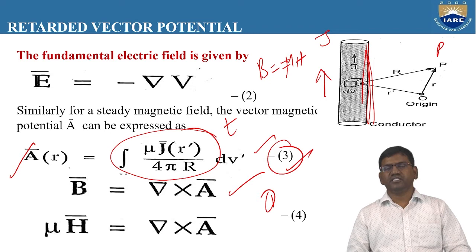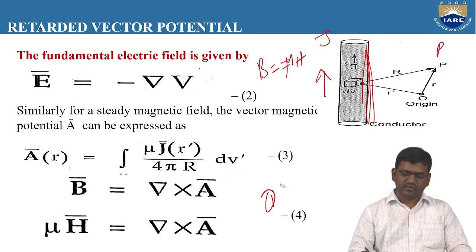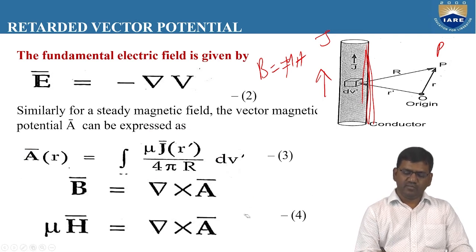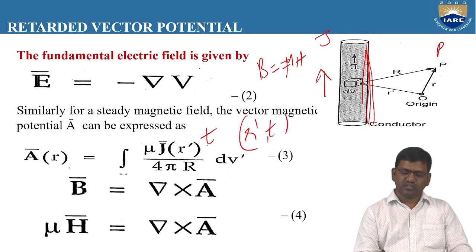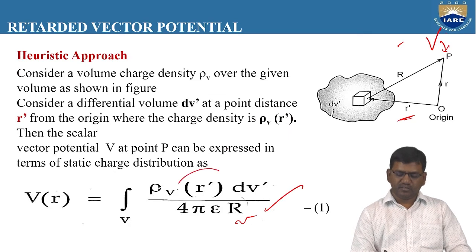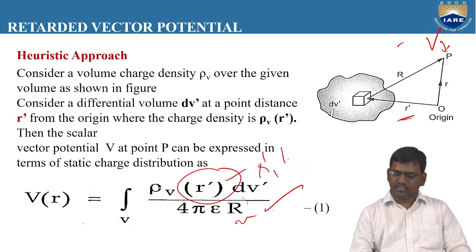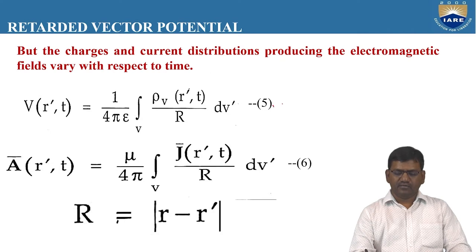But we know that the electric and magnetic fields reach the distant point P after some time interval T. Hence, we are going to modify the expressions in terms of T. That means we are going to change the expressions 3 and 1 just by including a variable T here, that is R dash comma T, in the numerator. And at the same time, the other numerator we are going to represent in terms of T, that means R dash comma T.